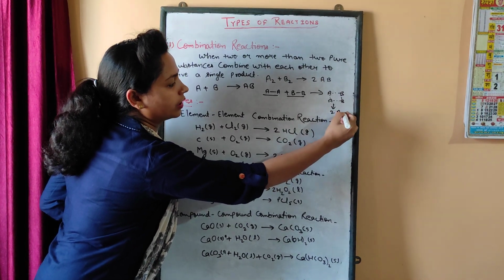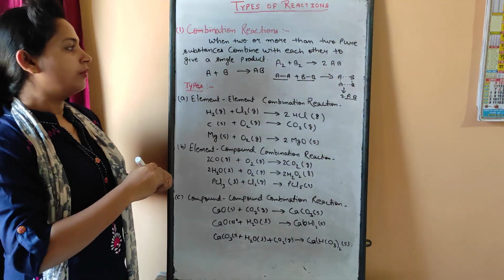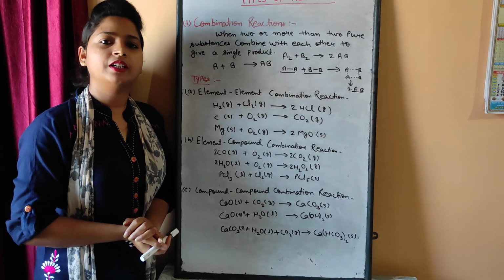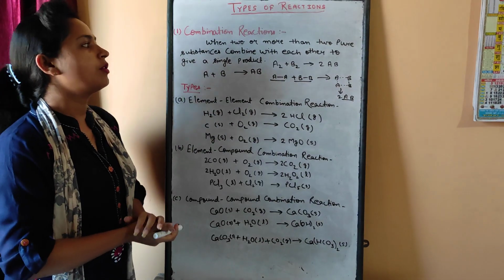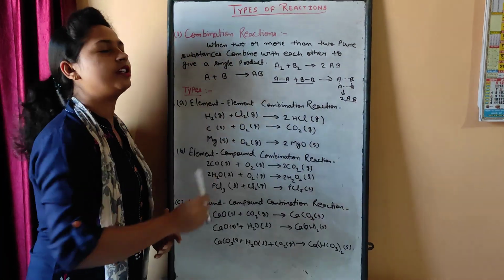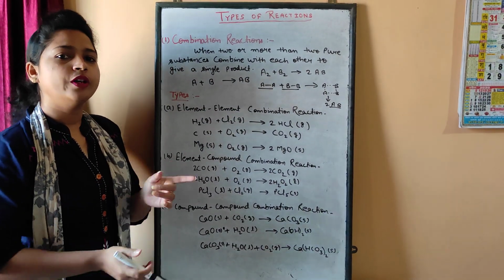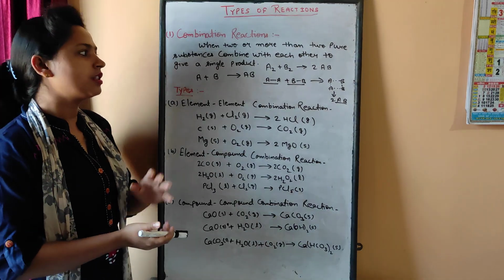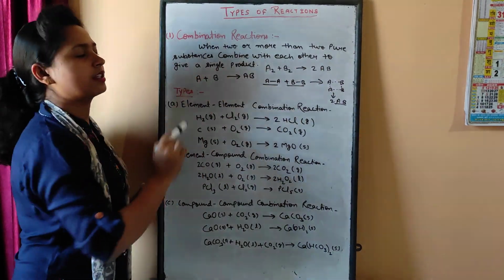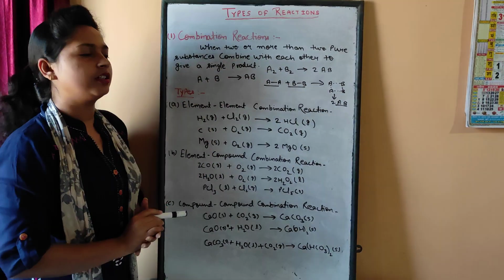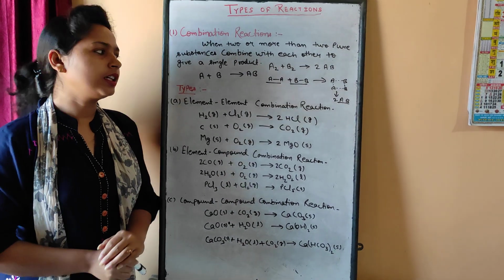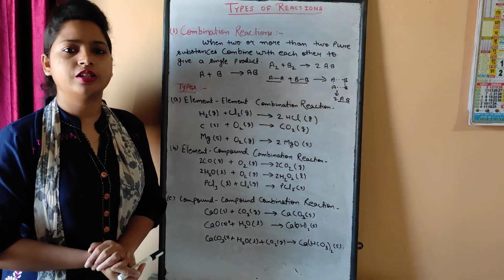so that we get the product. So we are having different types of chemical reactions. The very first type of chemical reaction is combination reaction. So what is this combination reaction? When two or more than two substances, or we can say pure substances, combine with each other to give a single product, then it is called a combination reaction.